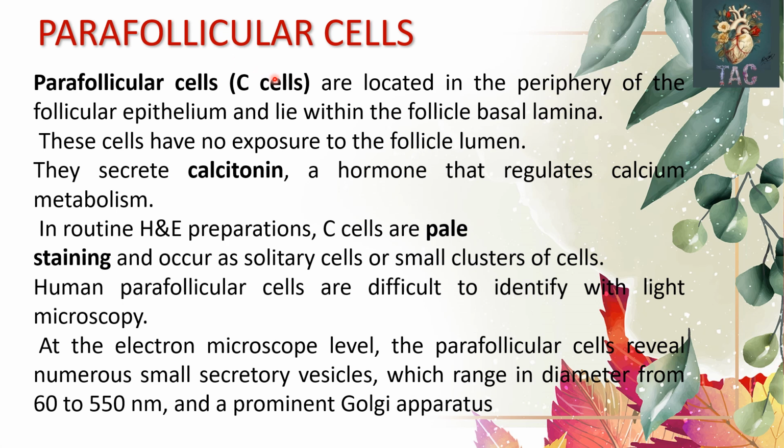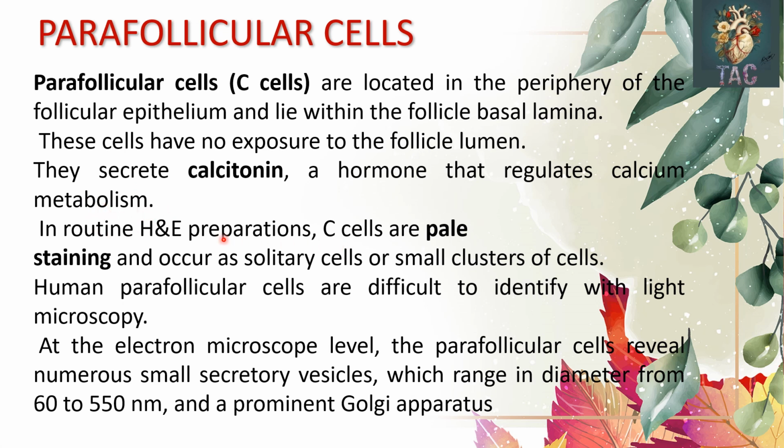So parafollicular cells are located in the periphery of the follicular epithelium and lie within the follicle basal lamina. These cells have no exposure to the follicular lumen, so they have a short height. They do not reach up to the follicular lumen, and they secrete the hormone calcitonin. This calcitonin hormone regulates calcium metabolism.